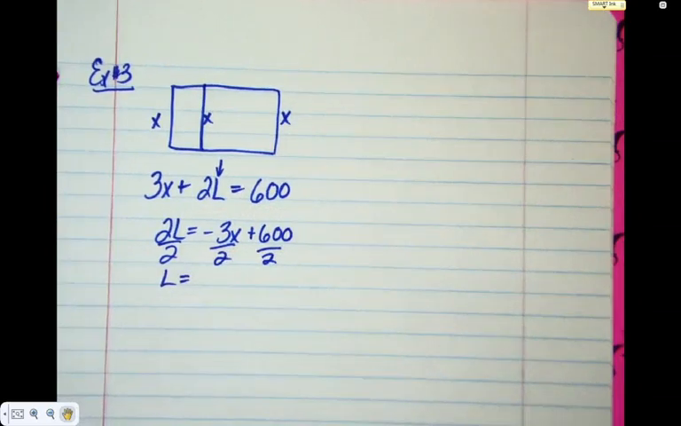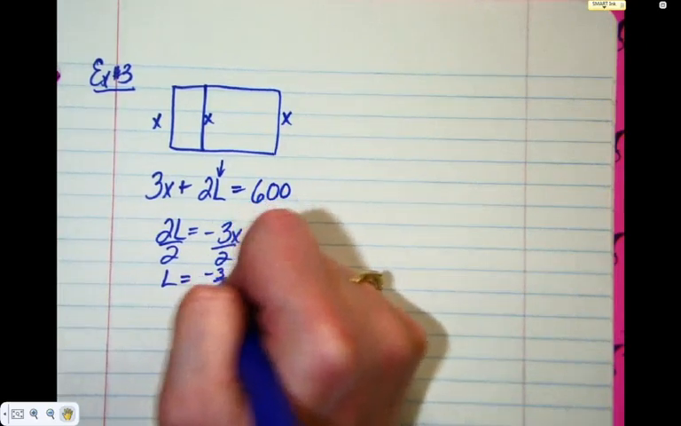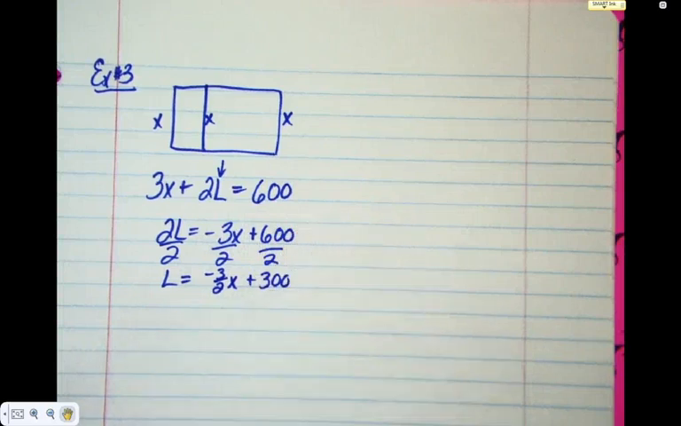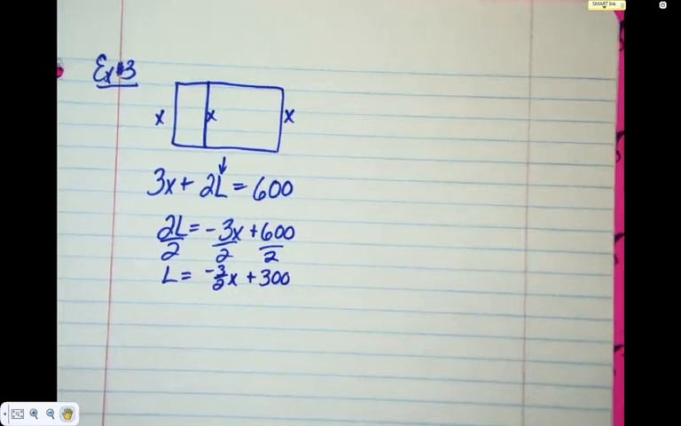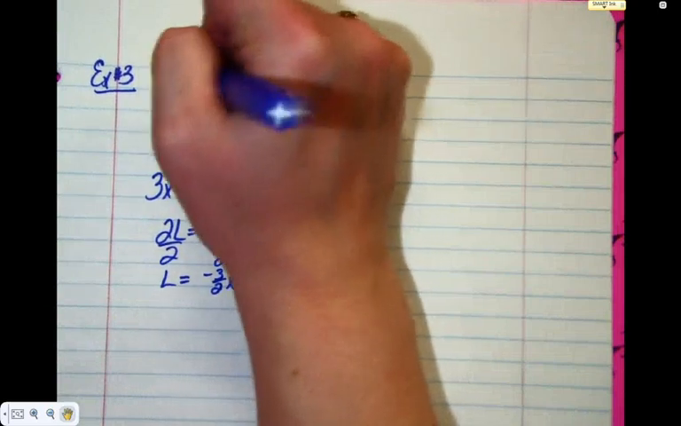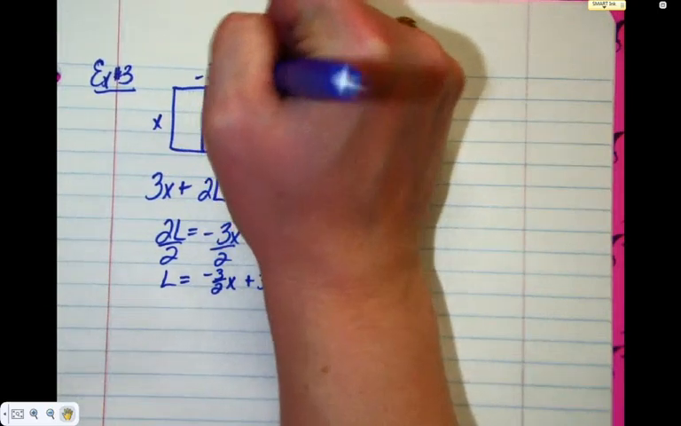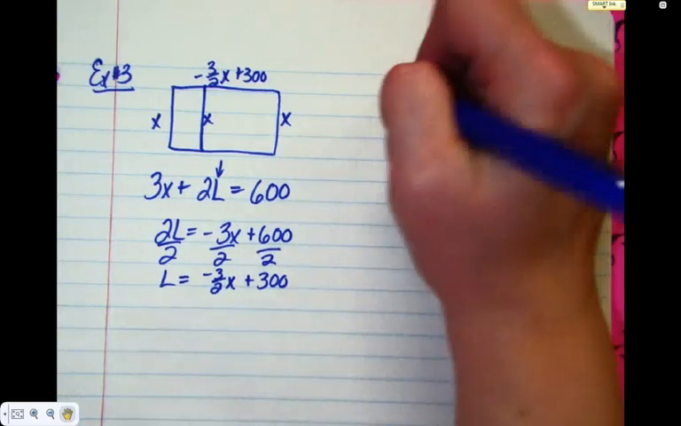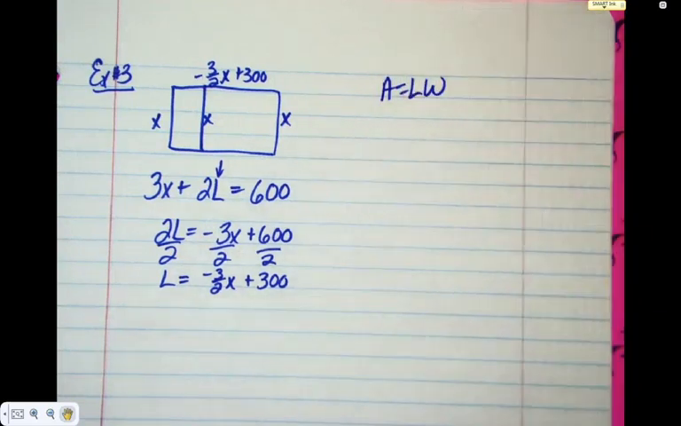What the heck am I supposed to do with negative 3 divided by 2? So we can leave it as a fraction. We can put a decimal, do whatever makes your brain happy. And 600 divided by 2? Whew, that one divides evenly. So that means our length up here is negative 3 halves x plus 300. Okay, peek at the last 2 examples. It's going to look exactly like this, just different numbers. What did we do next at this point? Area. Still length times width, even though we have an extra side, doesn't matter.